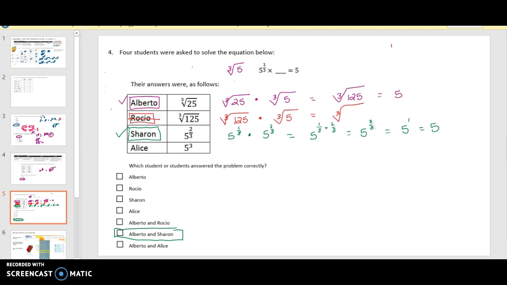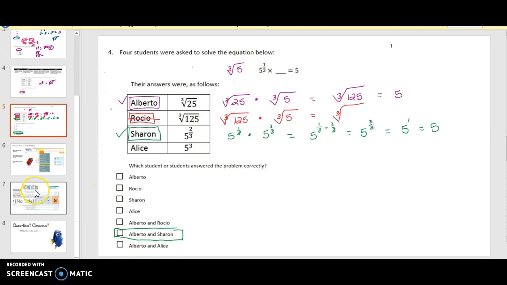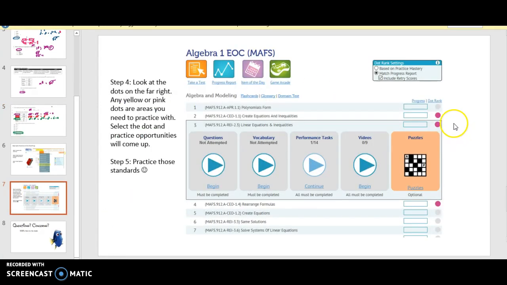So that's the end of your exponent rule standard. Again, you can go into USA Test Prep. You can monitor the standard using your dot ranks. If you have questions, feel free to email your teachers.